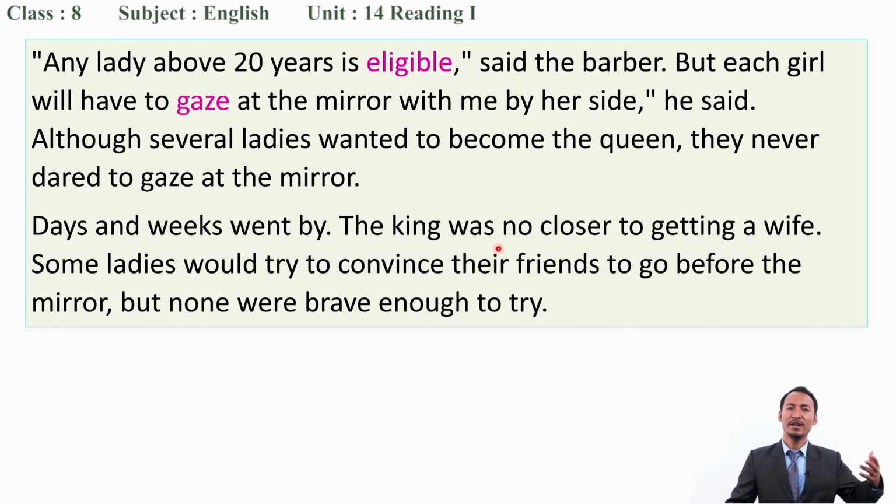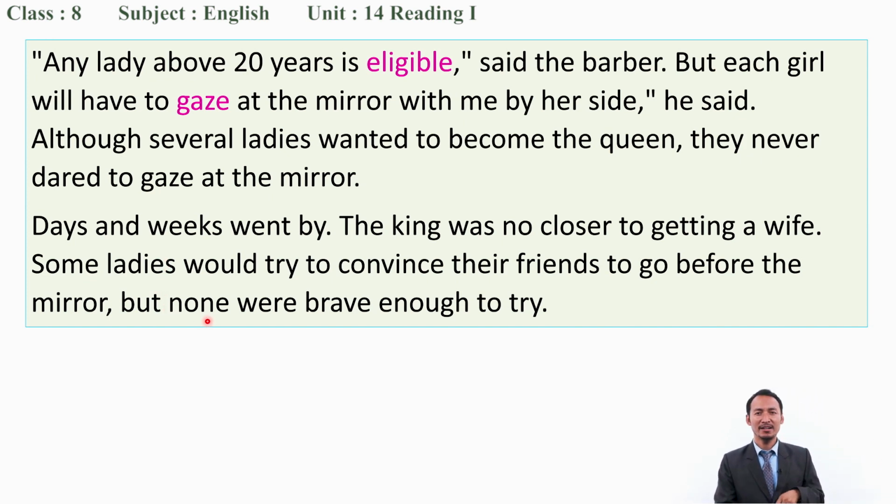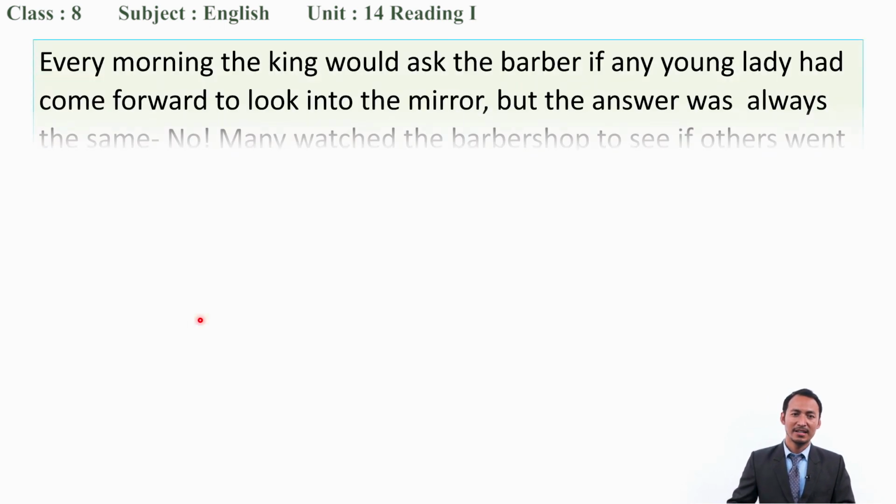Days and weeks went by. Days पनि बित्यो, weeks पनि बित्यो. The king was no closer to getting a wife. किङले अब वाइफ पाउने अवस्था नजिकै आएन. Some ladies would try to convince their friends to go before the mirror. केही लेडिजहरूले आफ्नो साथीलाई कन्भिन्स त गरे, but none were brave enough to try. तर कोही पनि brave enough चाहिँ थिएनन् ट्राई गर्नलाई, because they were afraid. Okay, let's see who will see the mirror.